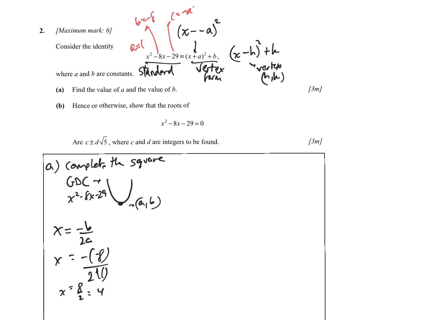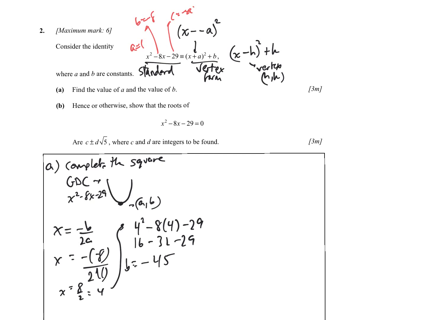Then what we would do is put the 4 back into the equation. So that's 4 squared minus 8 times 4 minus 29. So that's 16 minus 32 minus 29. And then we have a total of minus 16 minus 45. And that becomes your b value.